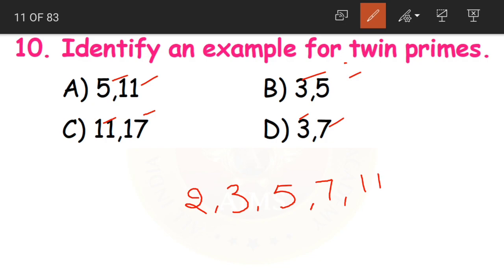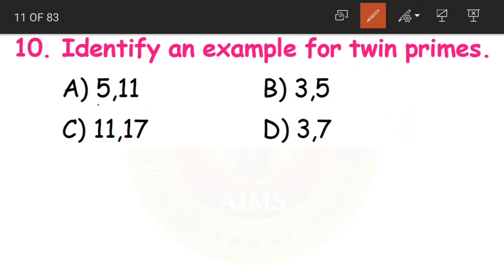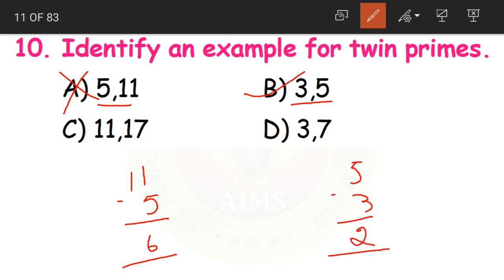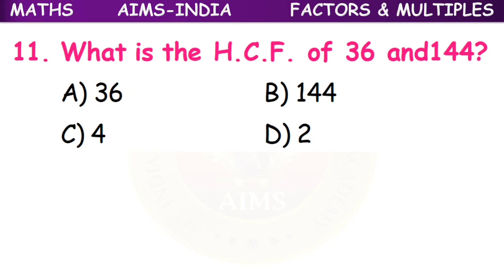Now what should we do? We should check their difference. What should be the difference for twin primes? What did I say, twins? Twins means two people who look similar. So the difference between twin primes should be 2. Now 5 and 11. 11 minus 5 is equal to 6. So A is the wrong answer. Option B, 3, 5. 5 minus 3 is equal to 2. So yes, option B becomes our twin primes. Both the numbers are prime numbers and their difference is 2. Clear, children? Next question. What is the HCF of 36 and 144?